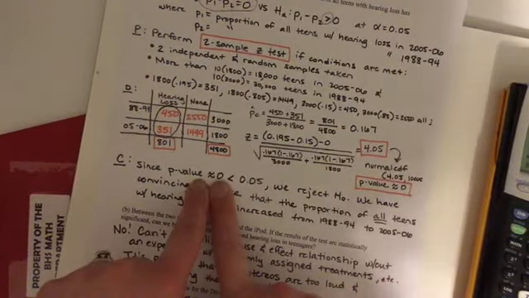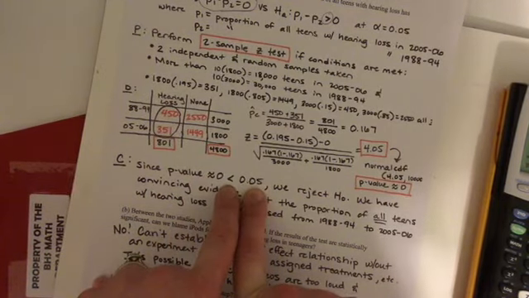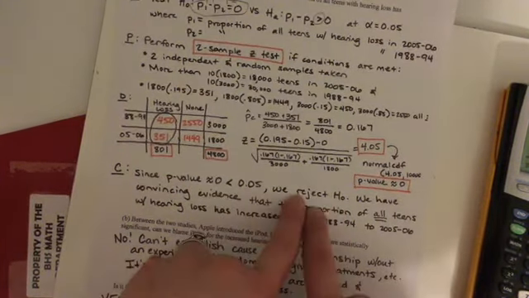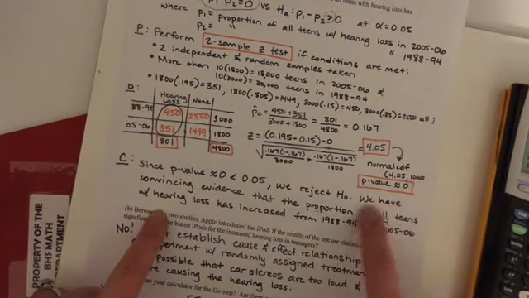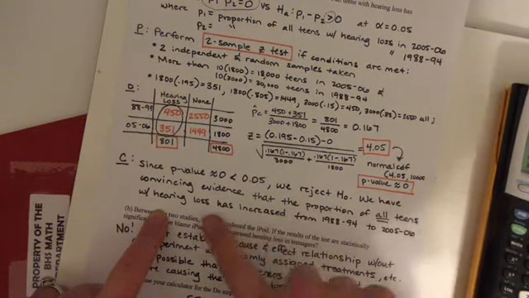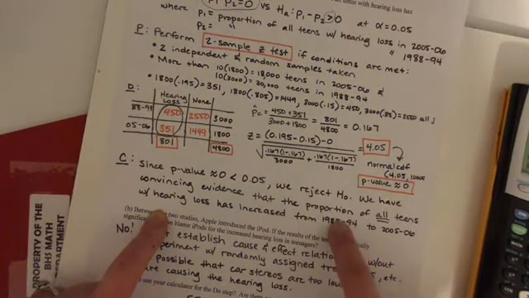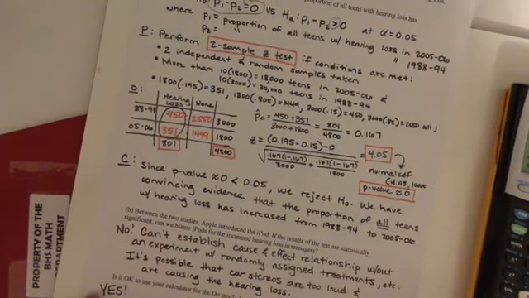Okay, p-value, super small. P is low, reject the null. We reject the null. We have convincing evidence that the true proportion of all teens with hearing loss has increased from the older test to the newer study.